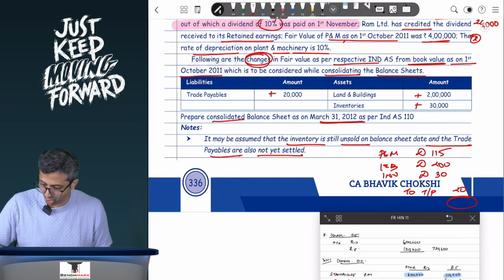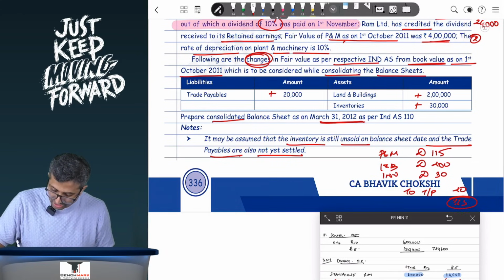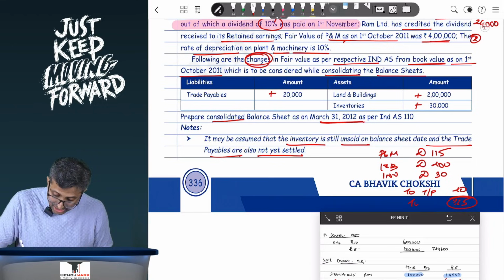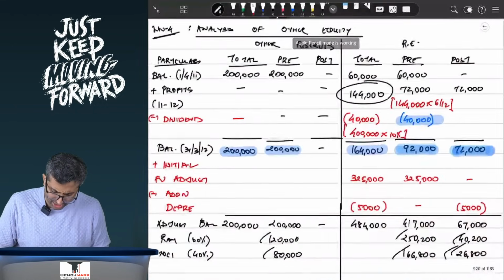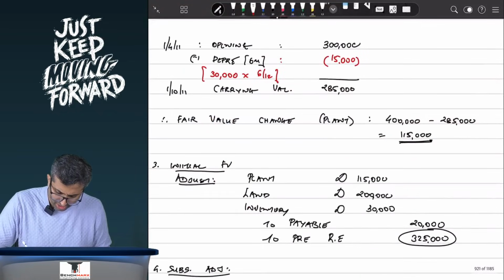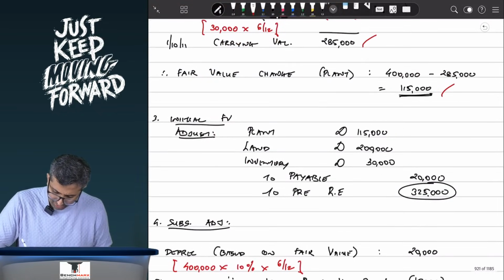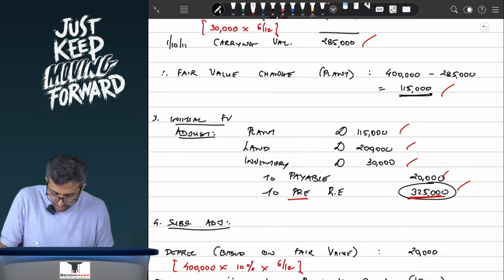So if I take all of this, 1,15,000 plus 2,30,000 minus 20,000, this is 3,25,000. If I am not wrong, 3,25,000 will be against the pre-acquisition retained earnings. So this is pre-acquisition retained earnings. If you see a working note, we would have done this. So 2,85,000, fair value change is 1,15,000, and these are the entries. This is 3,25,000 in the pre-acquisition.